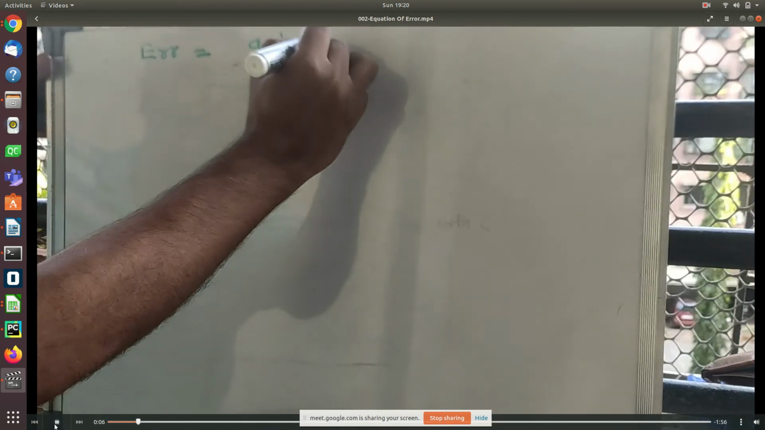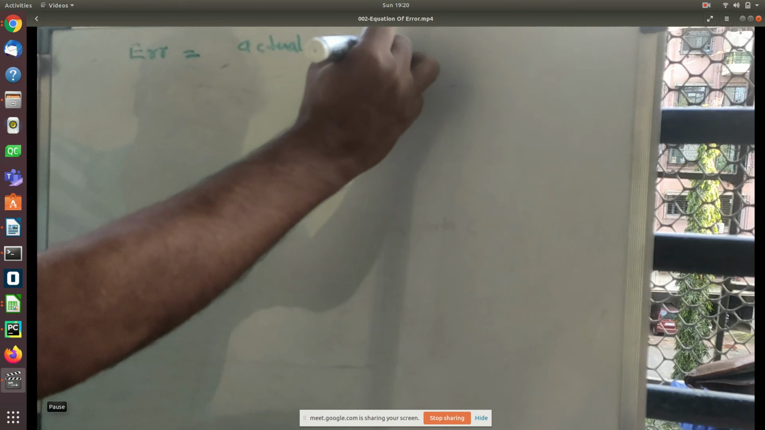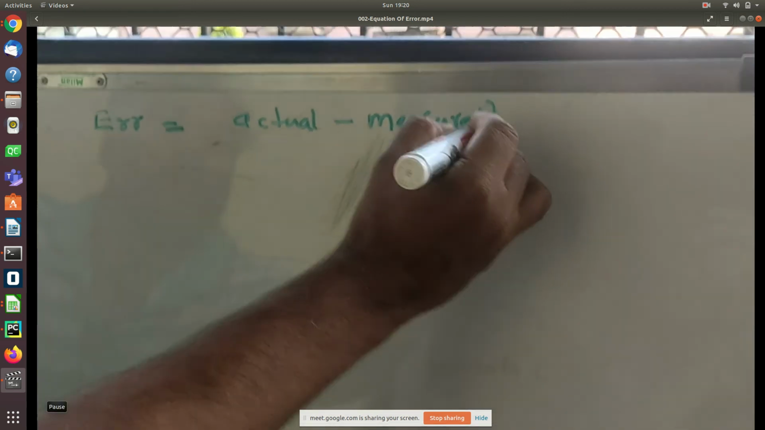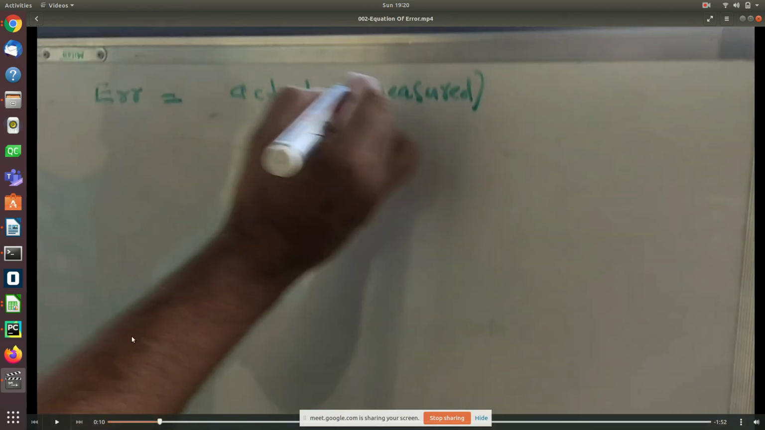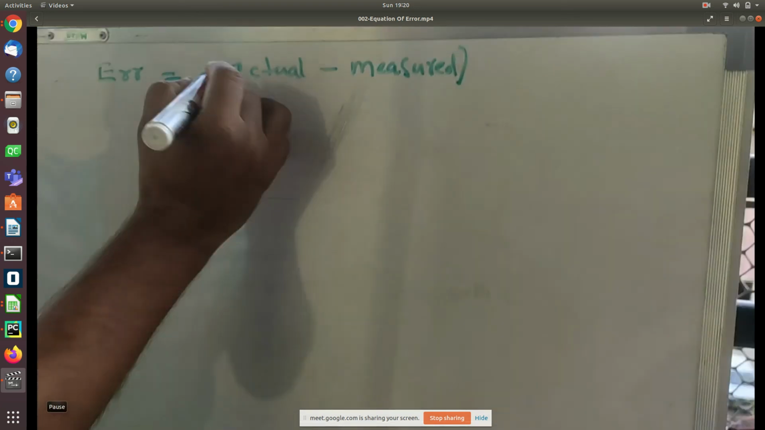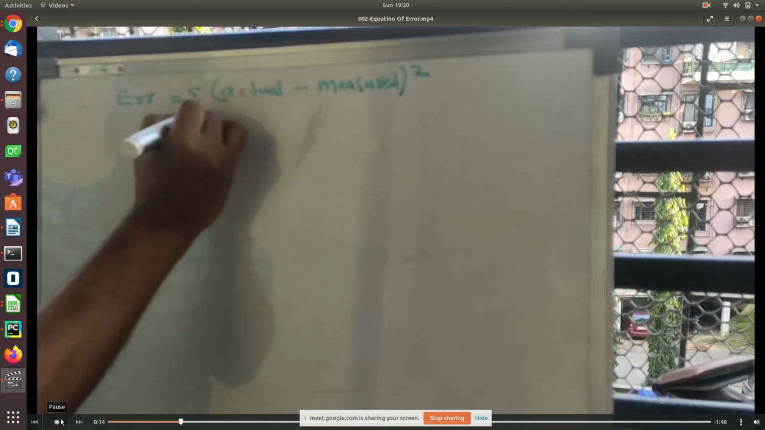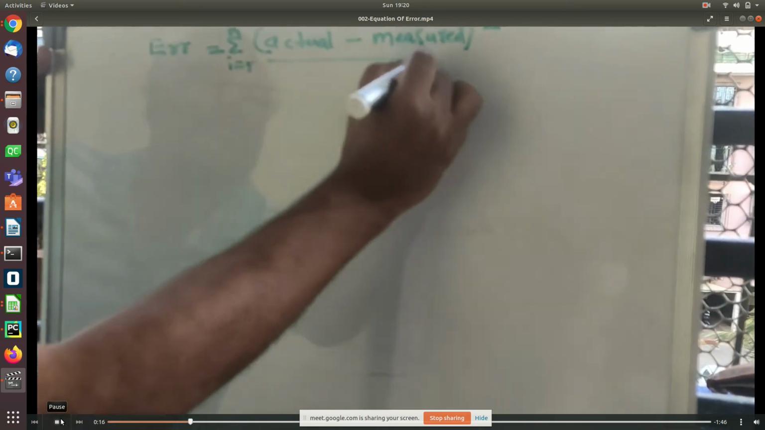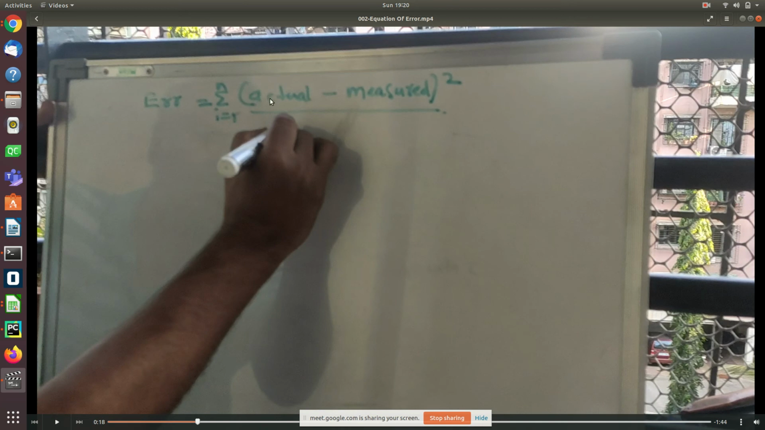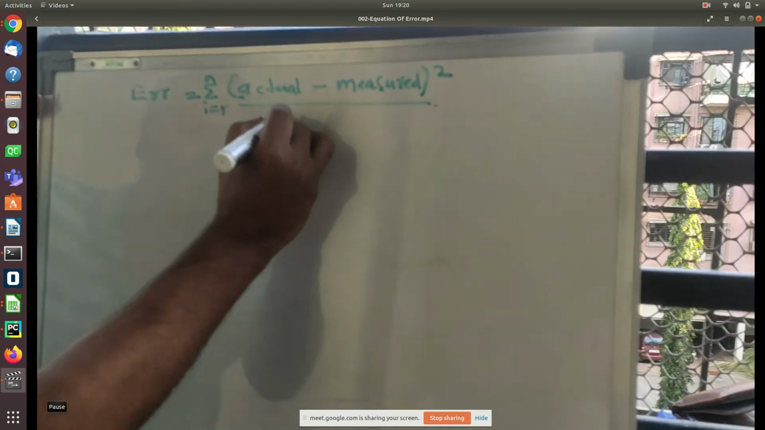Can anybody tell me what is the error equation? Again, how did we calculate error? Actual minus predicted square divided by 2n. Exactly. And for all the observations, yeah, summation of i is equal to 1 to n. Since we are learning mathematics, computer science होता तो इसको 0 to n minus 1 करता, but we are not learning computer science.